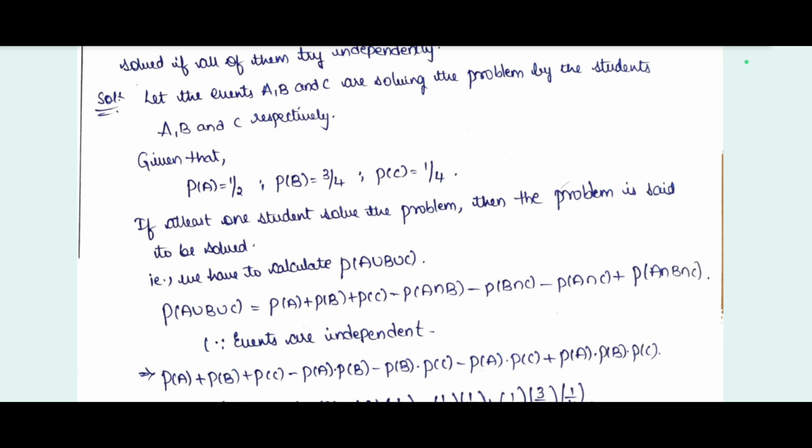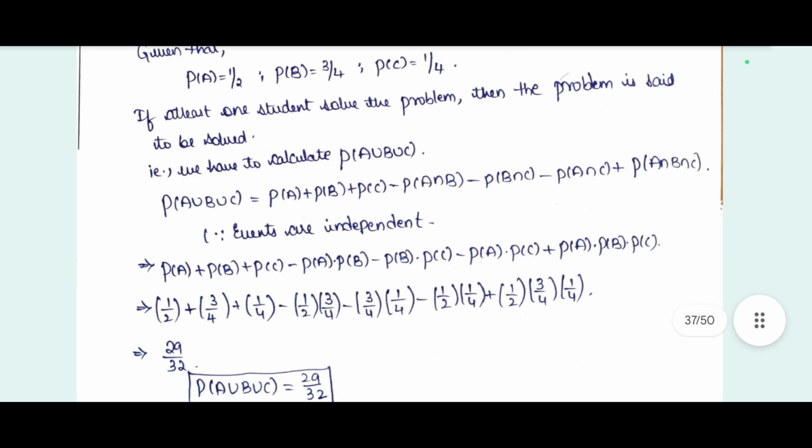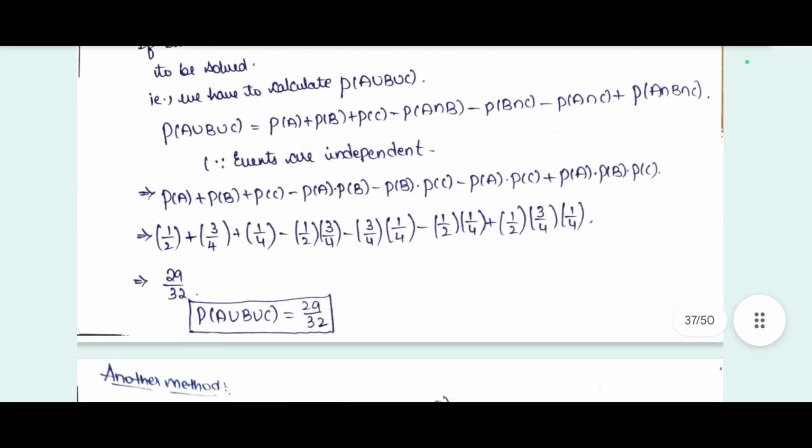We have to calculate the probability of A union B union C. For independent events, probability of A plus probability of B plus probability of C, minus probability of A into probability of B, minus probability of B into probability of C, and so on like that. If you substitute those values, you will get the total value as 29 divided by 32.